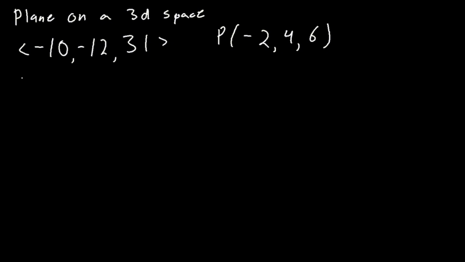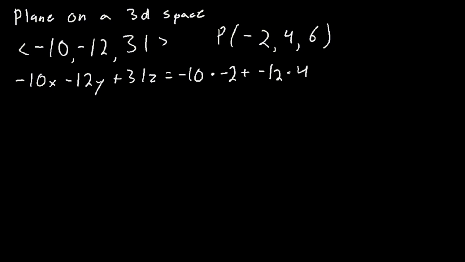So you're all done. I'm just going to plug in these numbers. So this is -10x minus 12y plus 31z. Why did that 3 cut off? 31z. -10 times -2 plus -12 times 4 plus 31 times 6. So where did I get the -10 from? I got it from this form here.